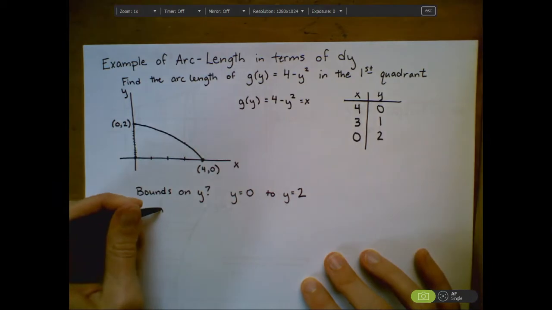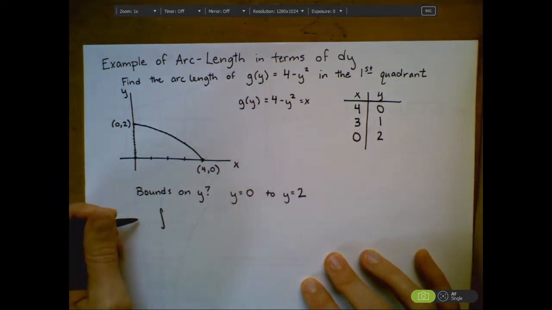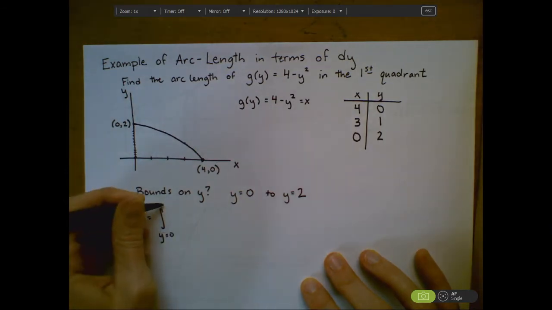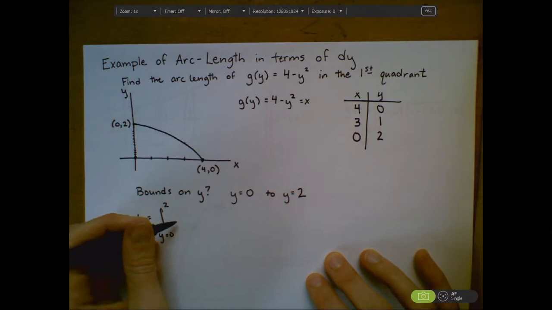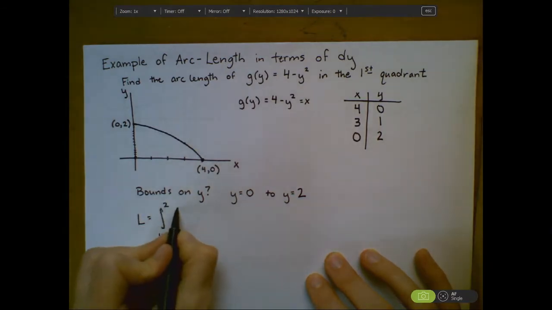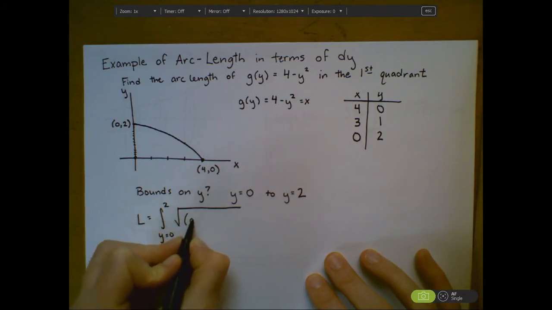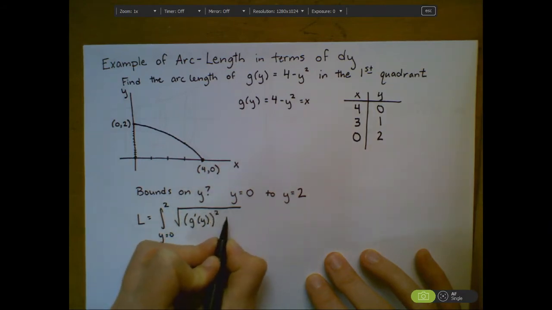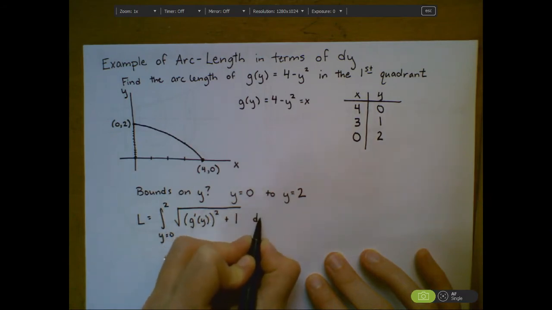and it's because I'm breaking each of these pieces up into little dy components. So my arc length, I think I call it L, is going to be from y equals 0 to 2 of the square root of g prime of y squared plus 1 dy.